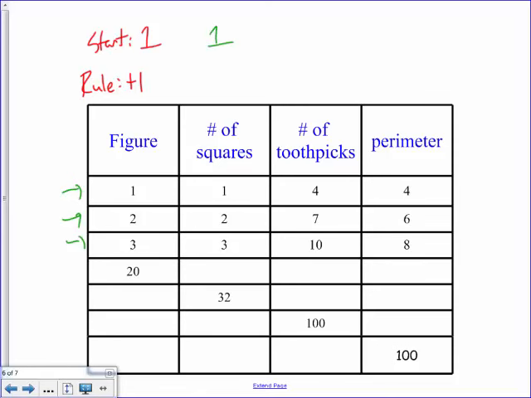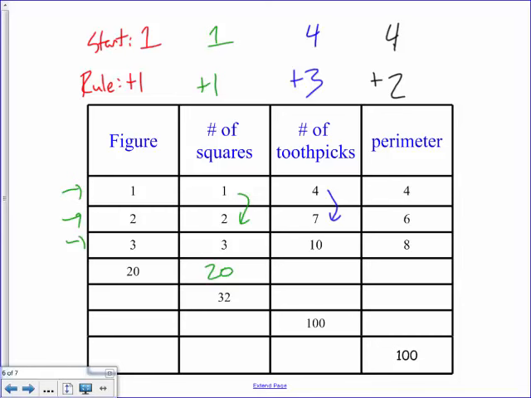All right, let's make some decisions about our pattern. See if we can make some predictions. So in figure 20, do we have a guess at how many squares there would be? Well, the figures and the squares match each other, right? So that one's kind of easy. So there should be 20 squares. That one wasn't too bad. All right. What about the number of toothpicks? Well, I could just keep adding 3 onto 10. But is there a quicker way to solve for how many toothpicks there would be?